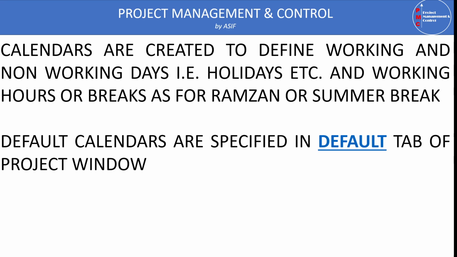Now the next item is calendar. Calendars in Primavera are created to define working and non-working days, for example holidays, etc., and working hours, which define when the work will start, when the work will finish, and what the break time will be in the program during the working days.